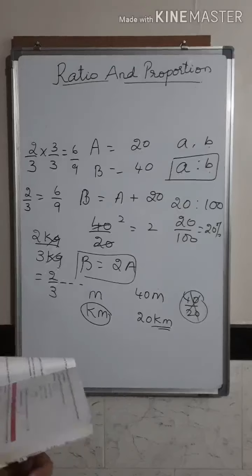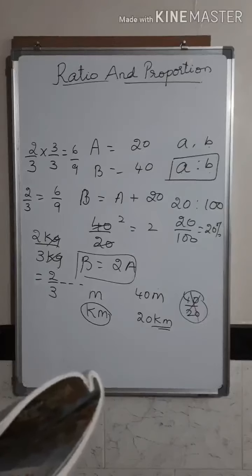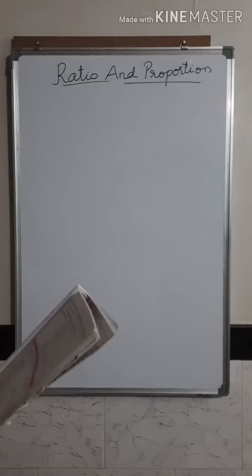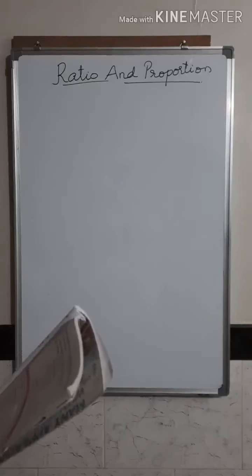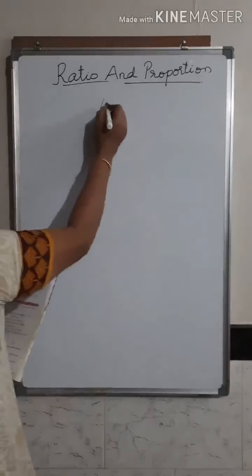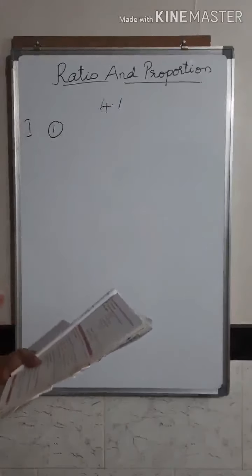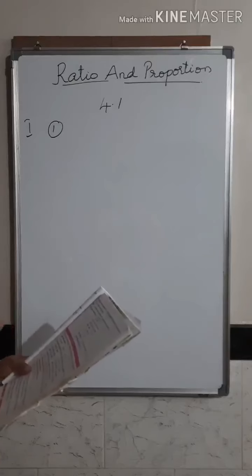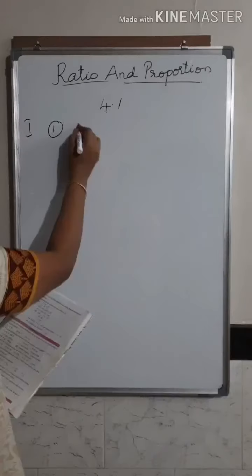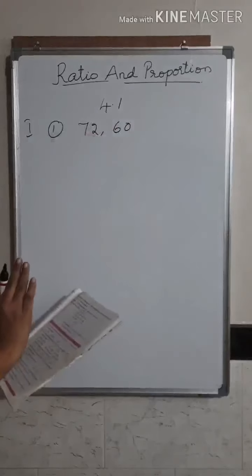Now we'll go to practice set 4.1 and see how you have to solve the problems using the properties and then simplify. Practice set 4.1, the first question states: from the following pairs of numbers, find the reduced form of the ratio of the first number to the second number. I'll work out the first sub-question. The numbers given are 72 and 60. So you have to write it in the reduced form of ratio.